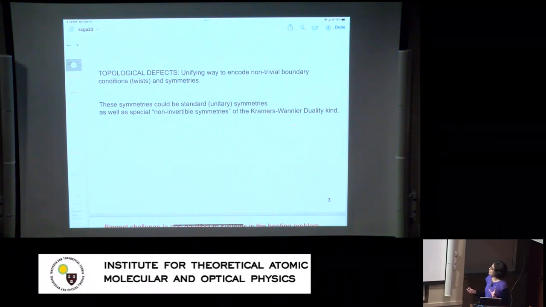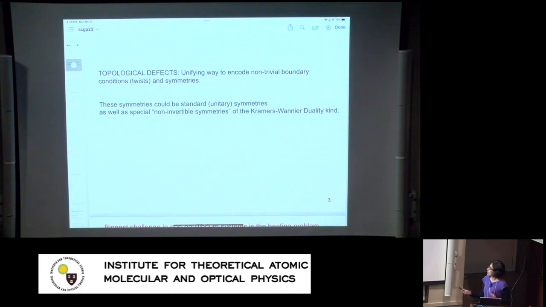An example of this is the Kramers-Wannier duality. Anybody who's taken a course in statistical mechanics and learned how to solve the 2D Ising model knows that a powerful method used to find the critical point of the 2D Ising model was using the fact that this model had this duality.